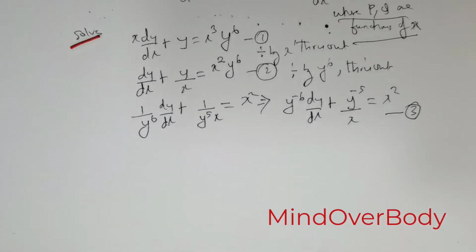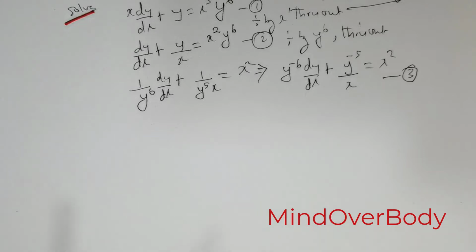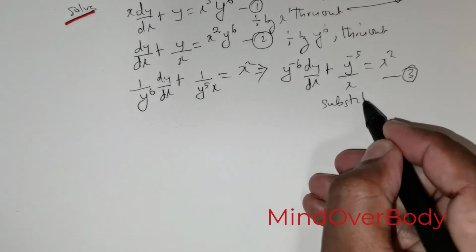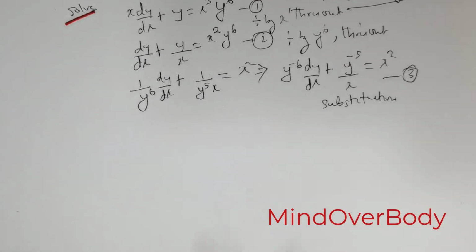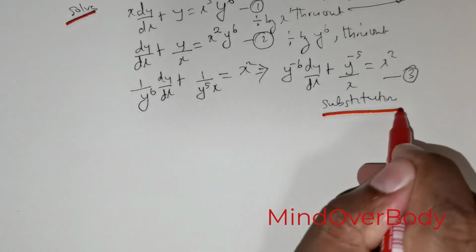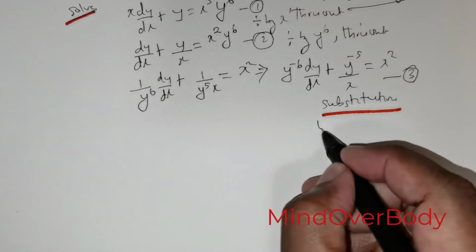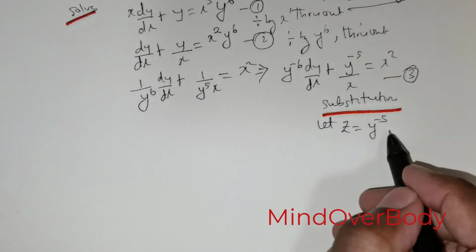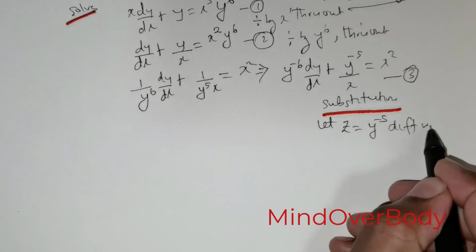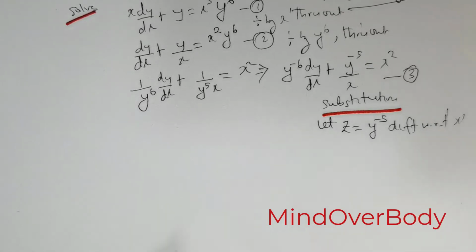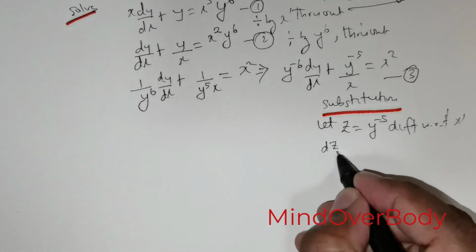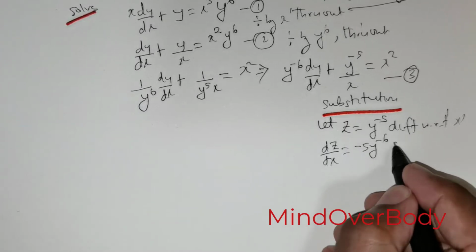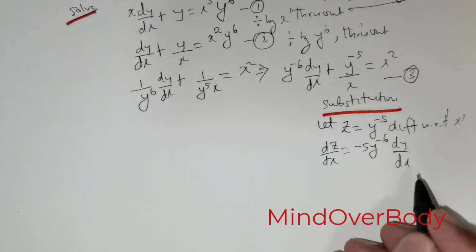Now I'm planning to make a substitution. So what is a substitution? This is a very important substitution. So what I'm going to do is say let z be equal to y^5. Then I'm going to be differentiating with respect to x. So when I do that, I get dz/dx = -5·y^(-6)·dy/dx.